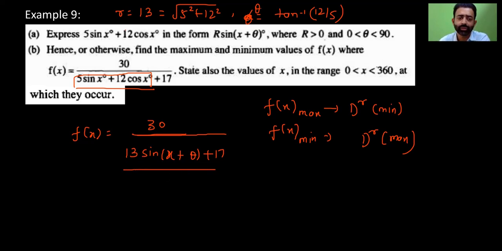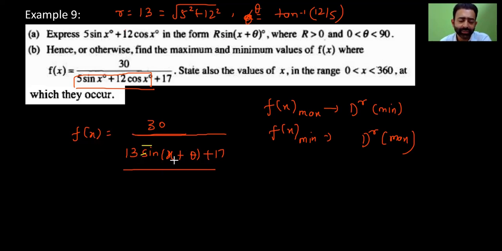Now the minimum value of this denominator will depend on the minimum value of sine, because 17 is constant and does not affect the minimum or maximum value, and similarly 13 and this 30, all these are constant. So the maximum or minimum value of f(x) depends upon the maximum and minimum values of sine. So if this is maximum, my denominator will be maximum, and hence f(x) will be minimum, right?